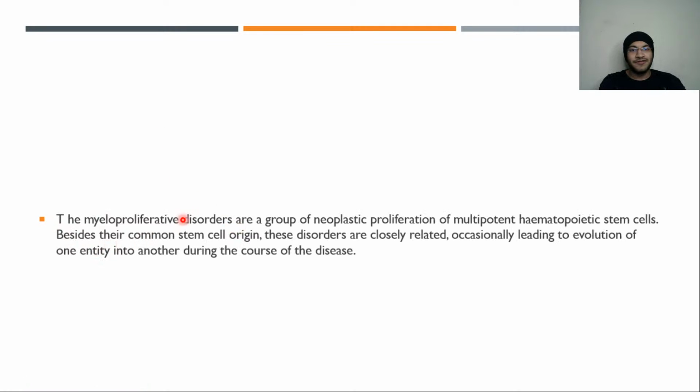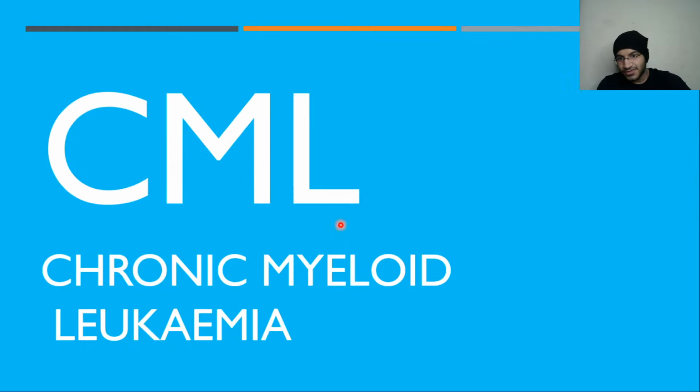So the myeloproliferative disorders are the group of neoplastic proliferation of the multipotent hematopoietic stem cells besides their common stem cell origin. These disorders are closely related and occasionally lead to evolution of one entity into another during the course of the disease. Now comes the CML. So we have discussed a differential diagnosis, that is leukemoid reaction, and उसके अंदर हमने काफ़ी ज़्यादा discuss किया, and difference काफ़ी ज़्यादा है AML, CML और leukemoid reaction के.